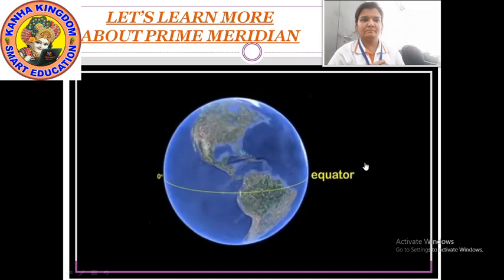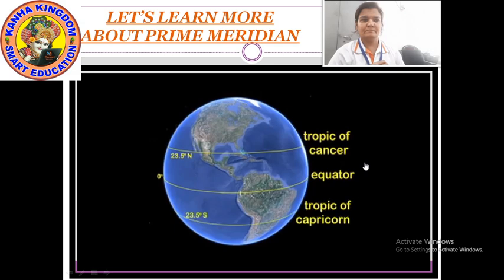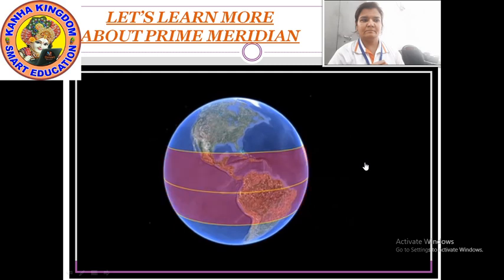The equator lies at 0 degrees, halfway in between the North and South poles. There are several other unique lines of latitude. The Tropic of Cancer lies at 23.5 degrees north, and the Tropic of Capricorn lies at 23.5 degrees south. The part of the Earth that lies between these lines is called the tropics.